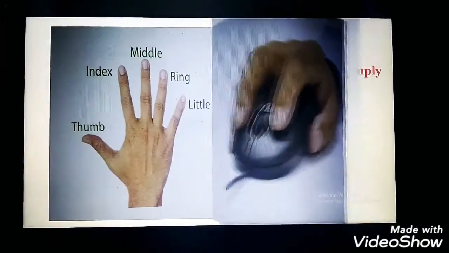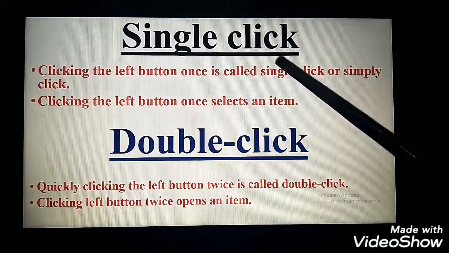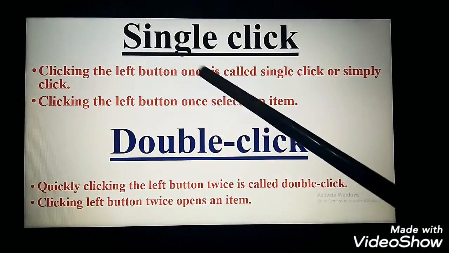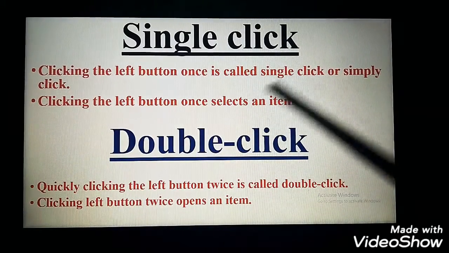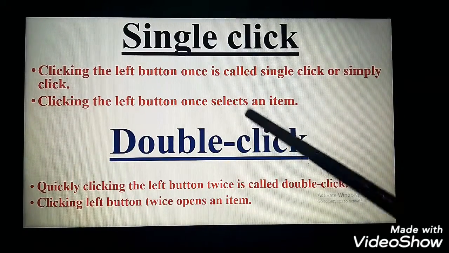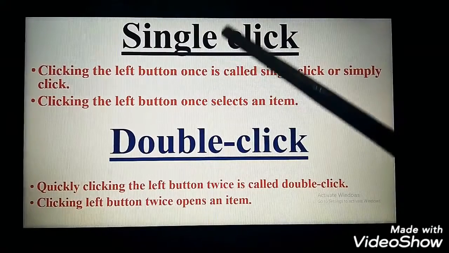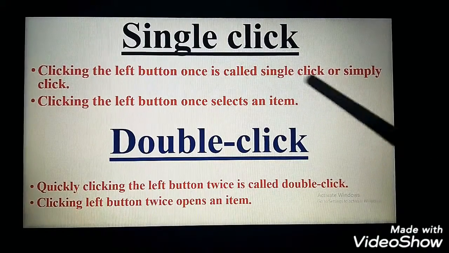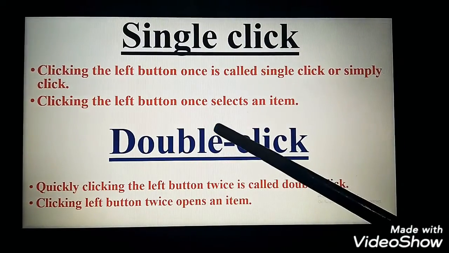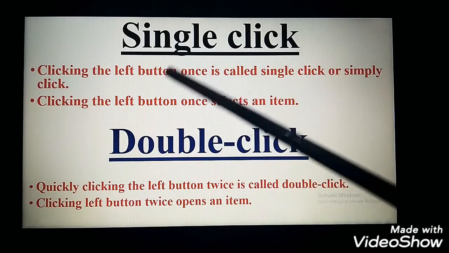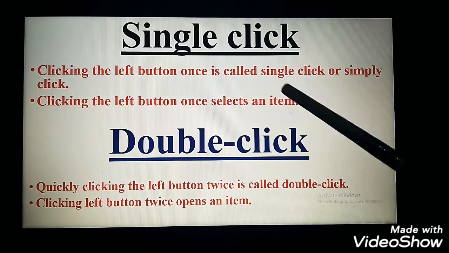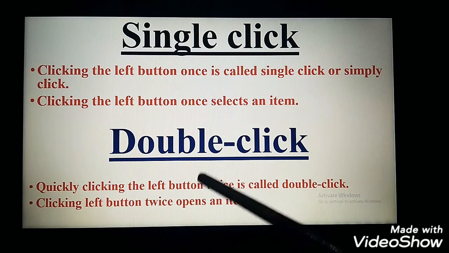Okay? Next topic, single click. Clicking the left button once is called a single click or simply click. When we click the left button only once, it is known as a single click, and clicking the left button once selects an item.